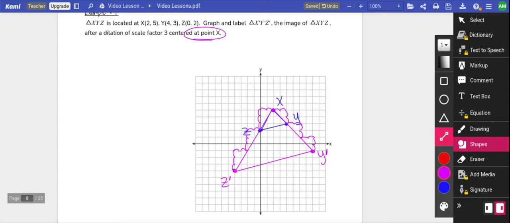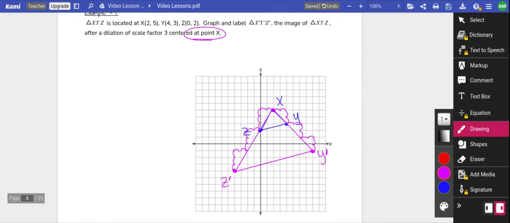Notice that because point X is the center, X can't move away from the center. It's already there. So X is going to be an invariant point. It did not move during the transformation. That's all I have for you today.